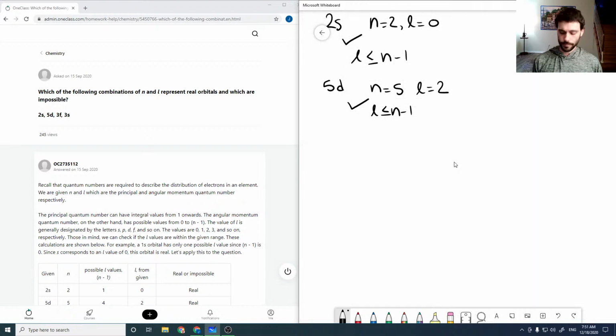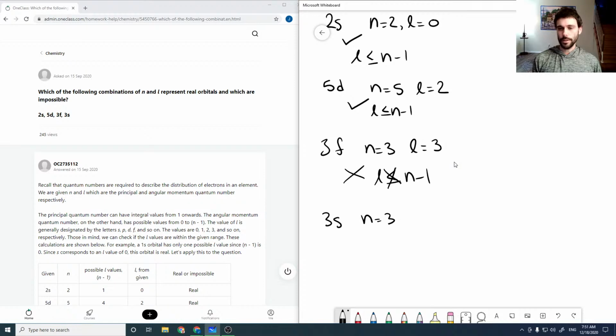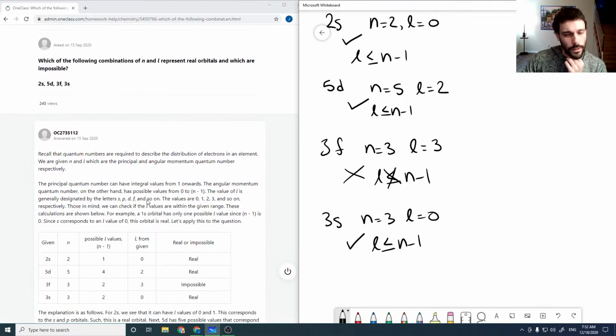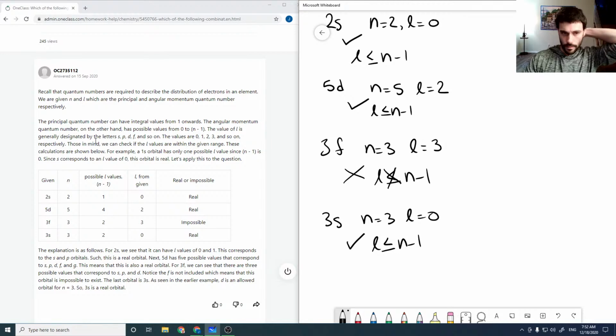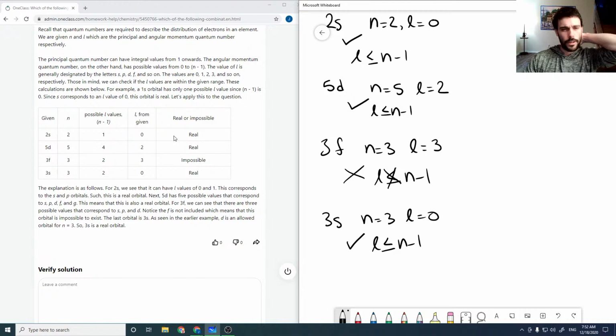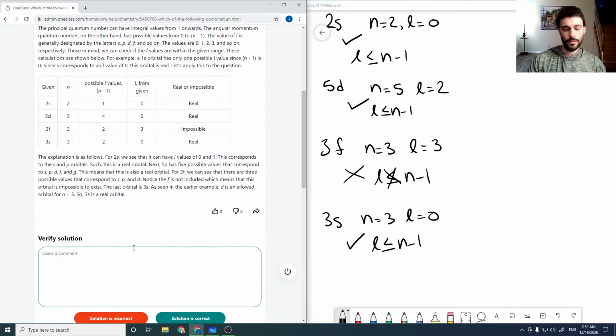For 3f, n equals 3, l equals 3, from SPDF. So in this case, this is not good because l is not less than or equal to n minus 1. Right, so this one is impossible. And then for 3s, n equals 3, l equals 0, so that's good. l is less than or equal to n minus 1. Okay. So checking the solution here, the first two are real, the third one's impossible, and the fourth one's real. So that all looks good.